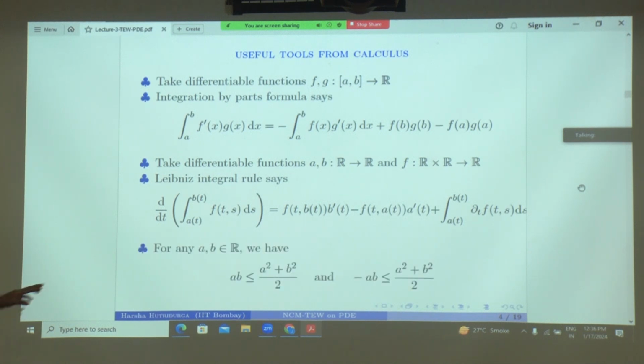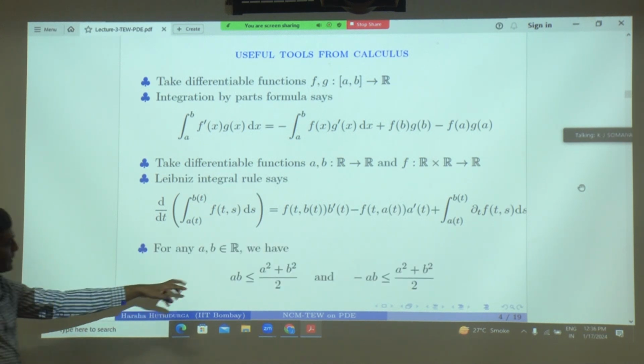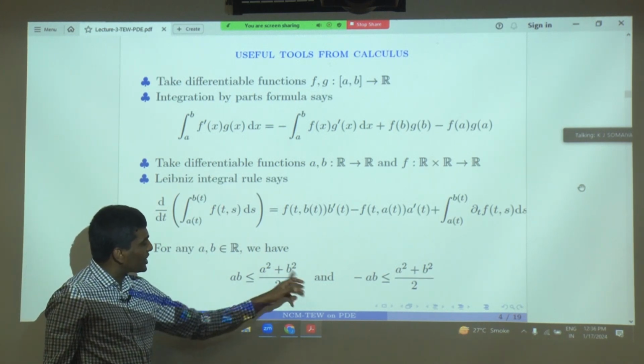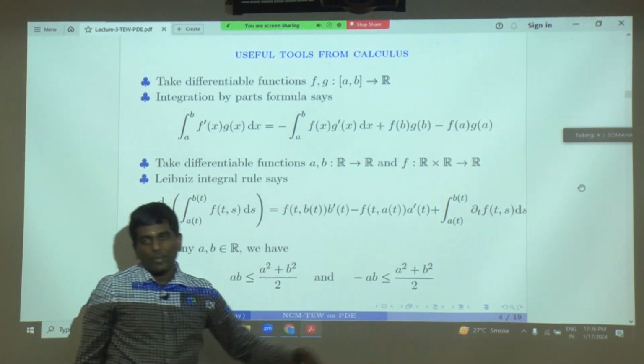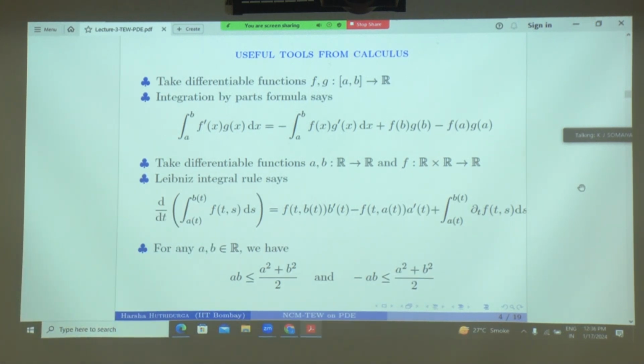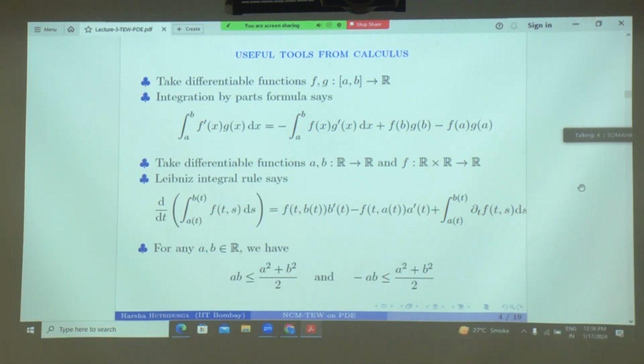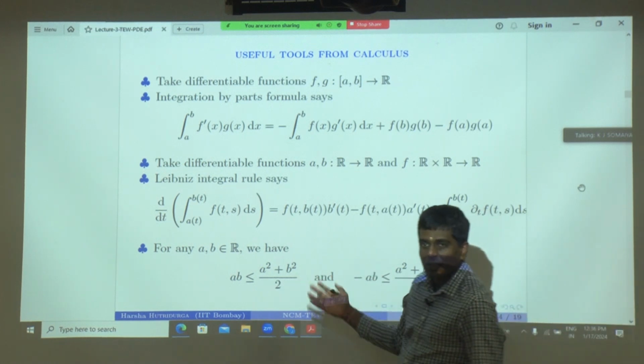And then we will be needing this. Give me any two real numbers a and b. The product ab is bounded from above by (a squared plus b squared) upon 2. Similarly, the negative of ab is also bounded from above by (a squared plus b squared) upon 2. This is just a simple consequence of our algebraic identity: (a plus b) whole square is greater than or equal to 0, and (a minus b) whole square is greater than or equal to 0. Even school kids will write this, and in school we study what (a plus b) whole square and (a minus b) whole square are.